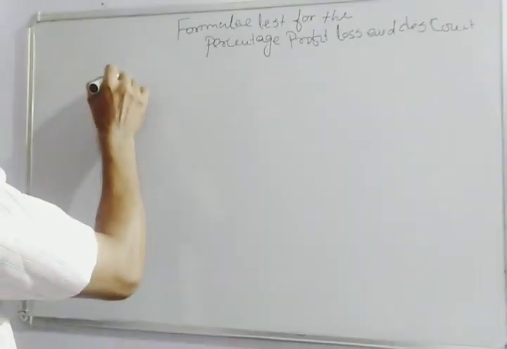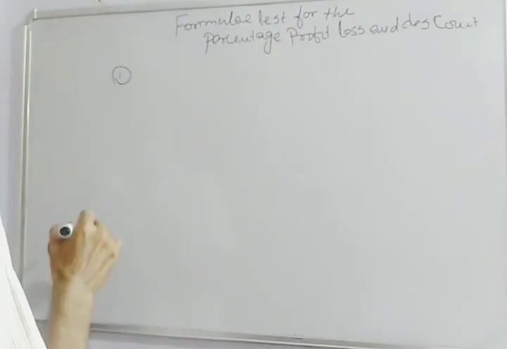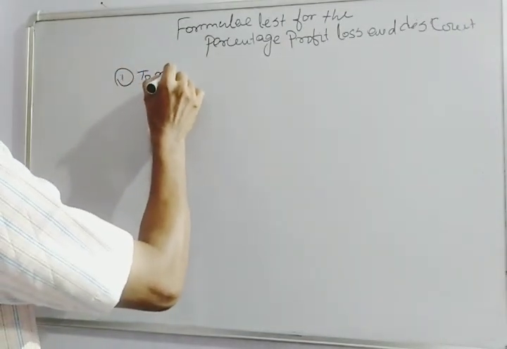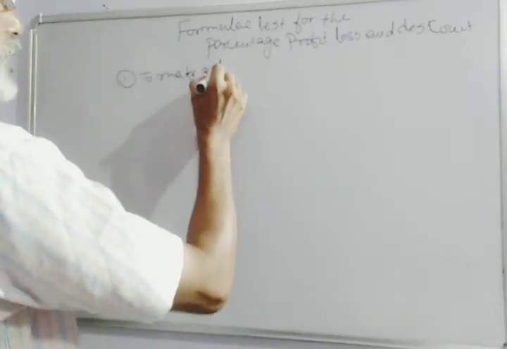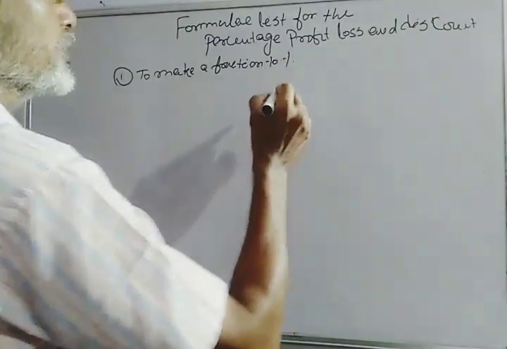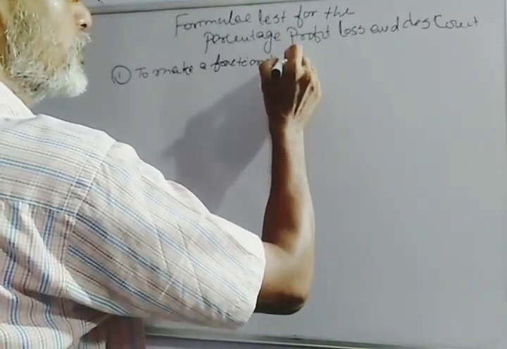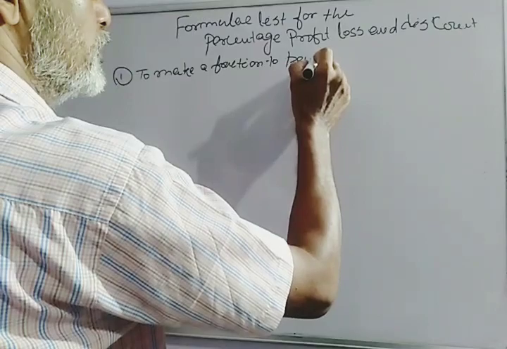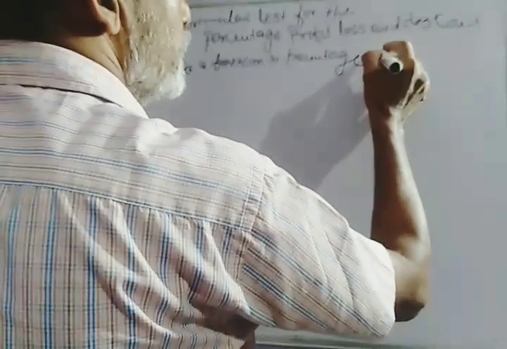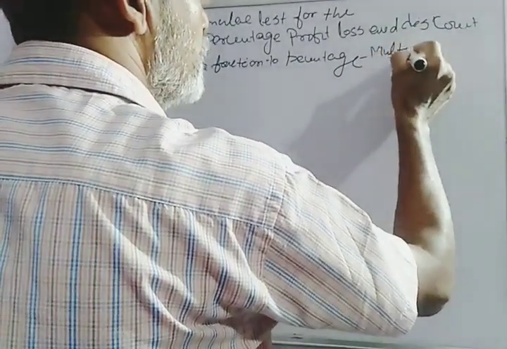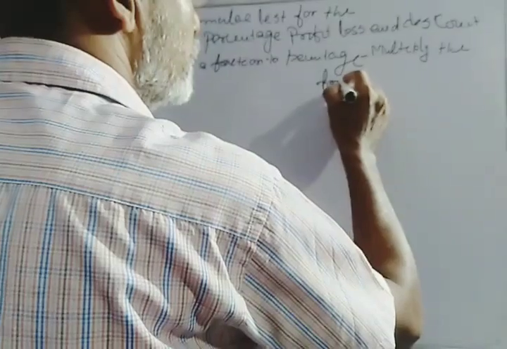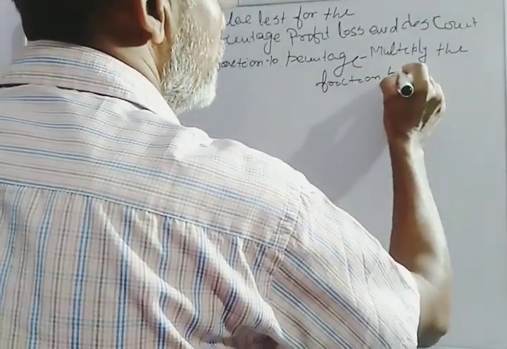The first thing, number one, to make a fraction a percentage, multiply the fraction by 100.